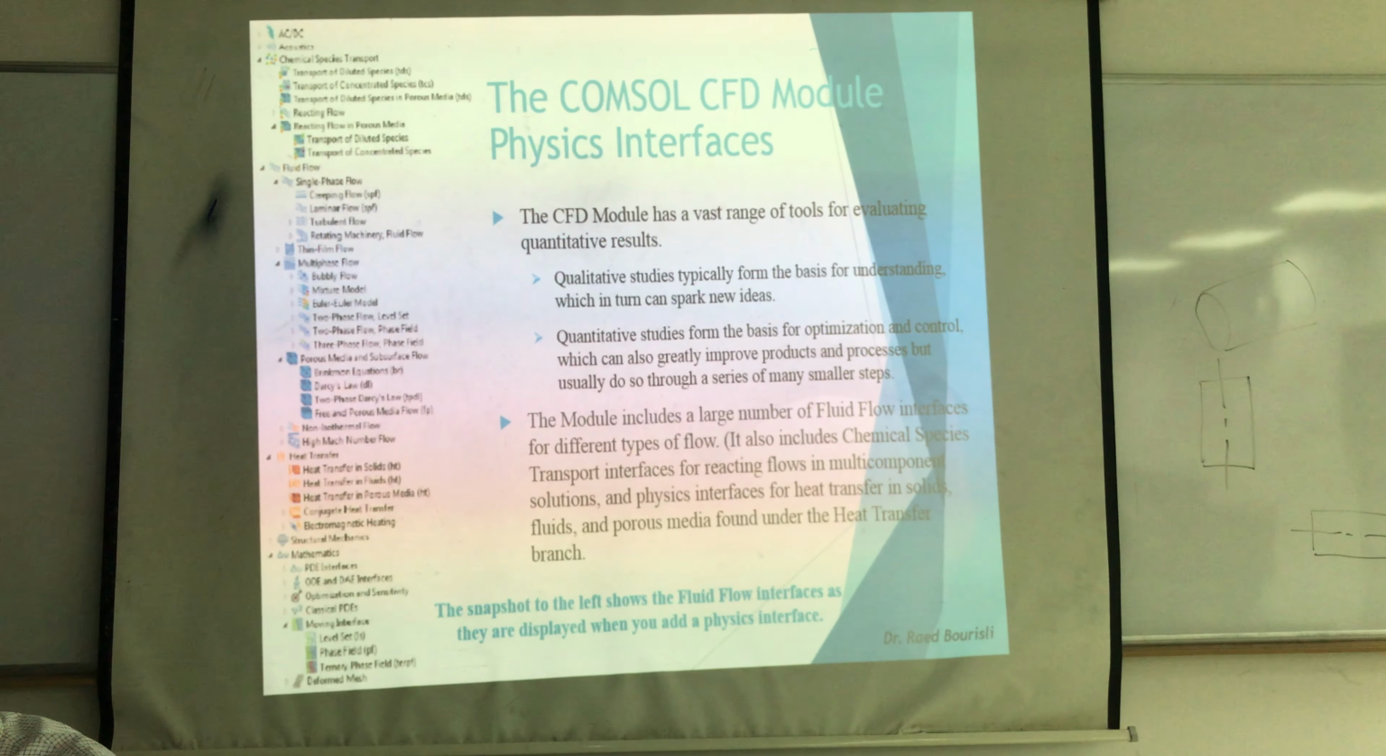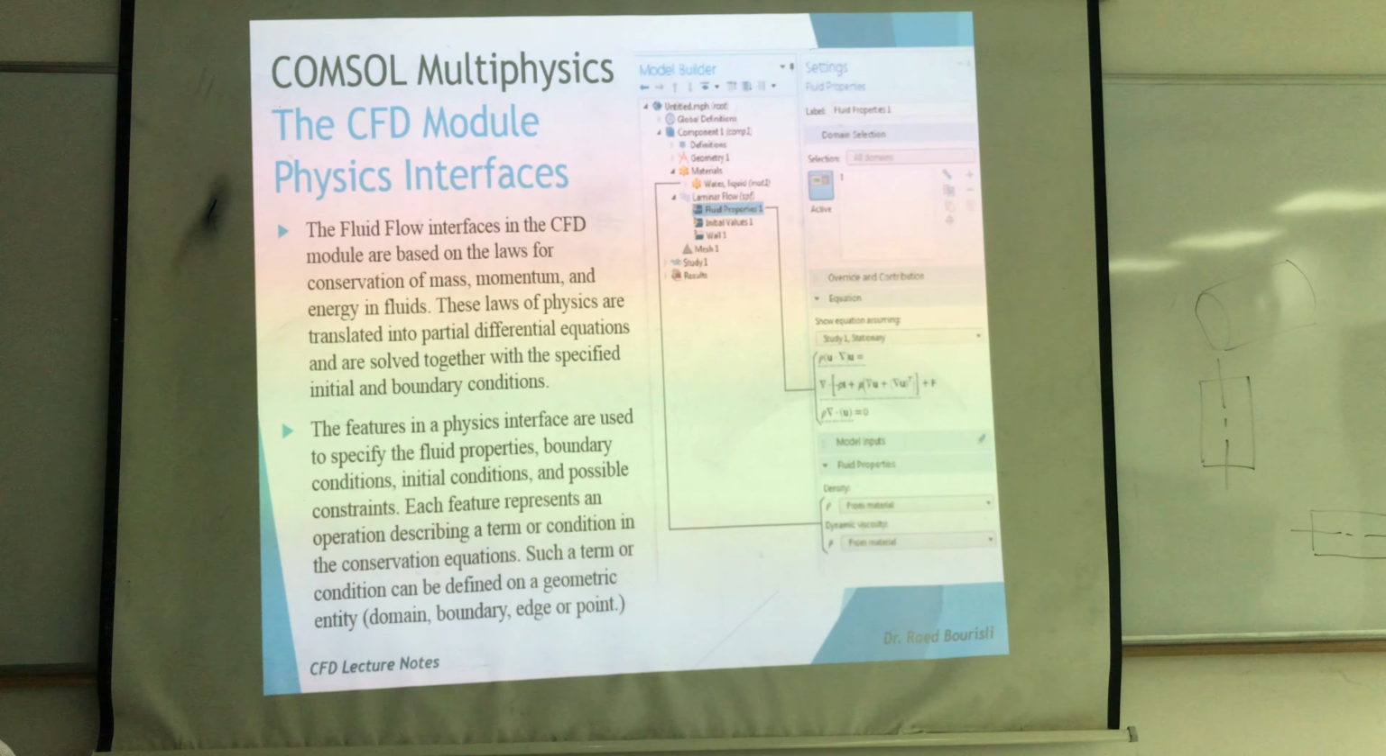The module includes a large number of fluid flow interfaces for different types of flow. It also includes chemical species transport. Think of anything that you can include with the fluid flow, and chances are you will see it available to you in COMSOL. Reacting flow, species transport, two-phase flow, three-phase flow, multi-phase flow, combustion, solidification, melting, vaporization, and so on. Okay, so really a huge number of modules. So these are some of the things available to you. Look at these at your convenience.